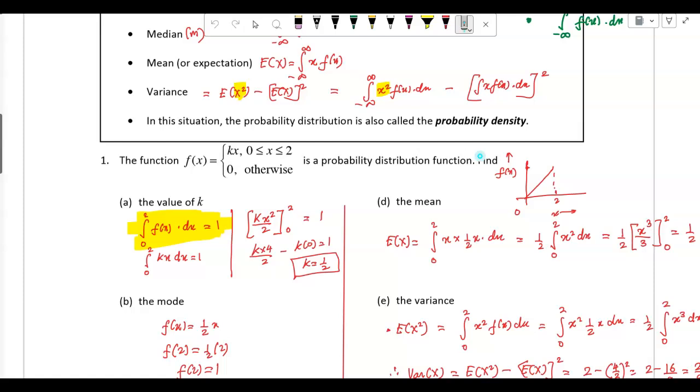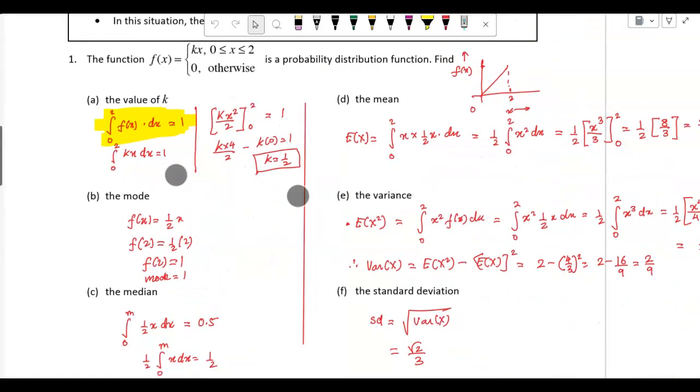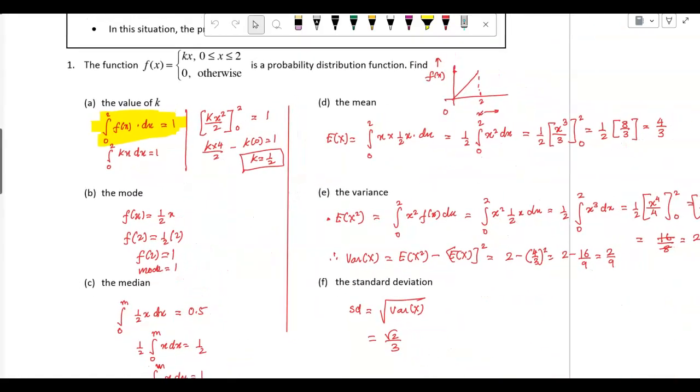See, this is the typical sum that he'll ask you. This has everything in it. So the function fx is kx over this domain and 0 otherwise. That means if I draw a graph over here, from 0 to 2, it's some slope kx. We don't know what k is, so they're asking you first, find the value of k.